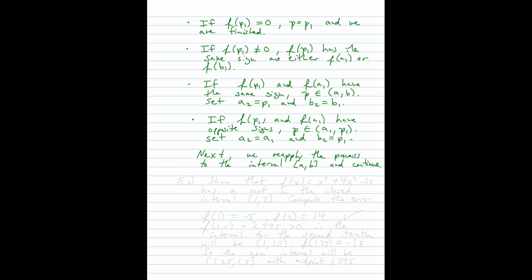In order to demonstrate the bisection method, we're going to introduce an example where we need to show that the function f(x) has a root in the closed interval. The function we're going to choose is f(x) equals x cubed plus 4x squared minus 10.